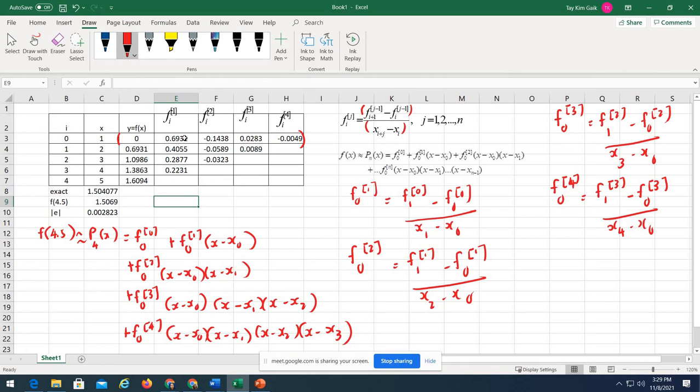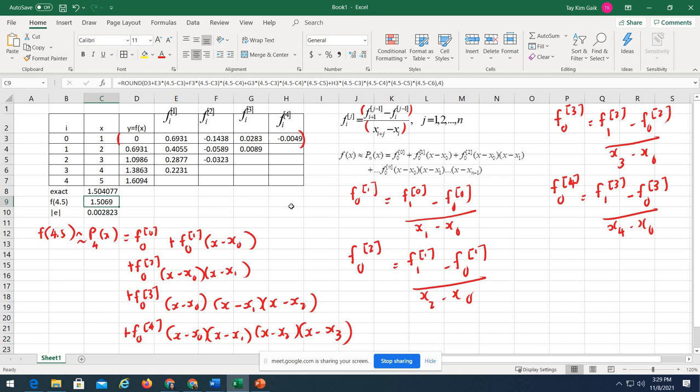Initially in the Excel here I didn't round anything, so the answer is not 1.5069. If I just round it, the last step is actually 1.5072, because the Newton divided difference table there is not 4 decimal place. It takes all the decimal places. That's why the answer is different. To make a comparable answer, if on the calculator you round to 4 decimal places, here you also round to 4 decimal places. Then you can see they have the same answer here.